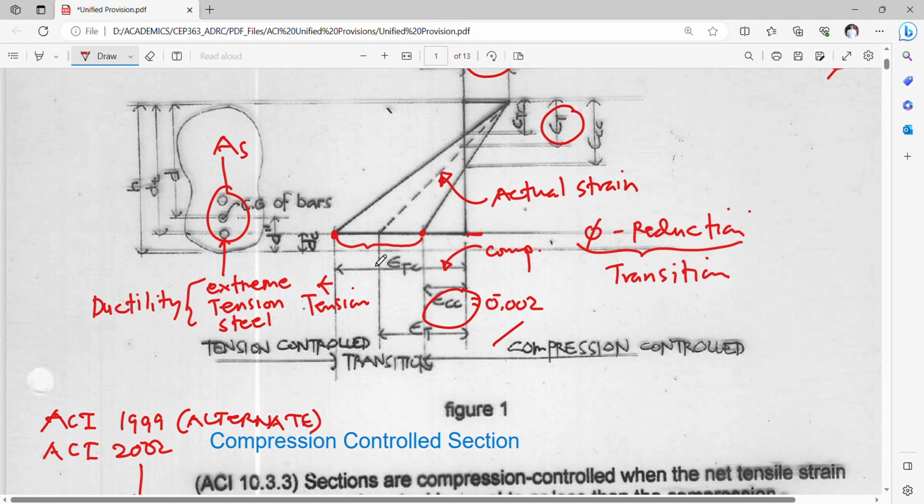So the transition between a compression control and a tension control section simply states that the member or the element is somehow behaving sometimes like a beam and sometimes like a column. We know that beams behave in a more ductile fashion than columns because columns are compression members.